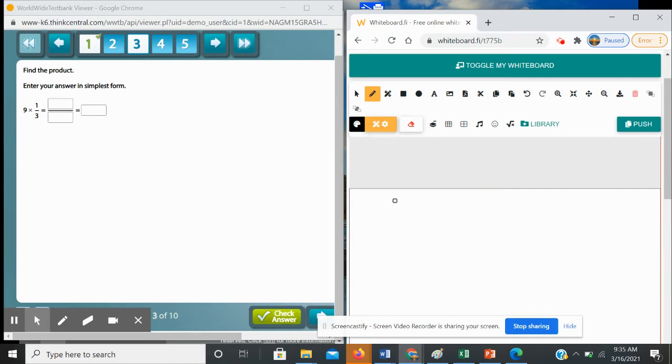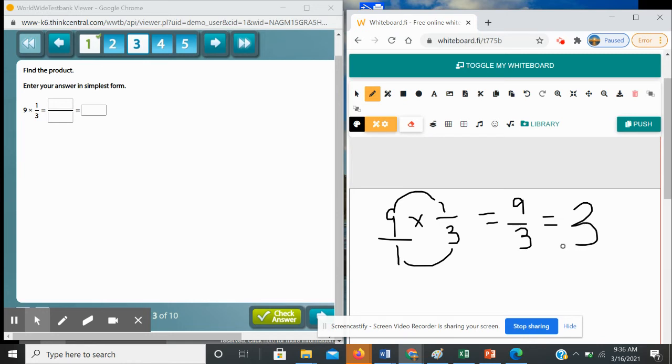So if I'm doing this one over here, I have 9 times 1/3. I'm going to take that 9 and put it over the whole number of 1. Now I'm going to multiply 9 times 1, which is 9. Then I'm going to multiply my denominators, 1 times 3, which is 3. Now this time, yes, this is an improper fraction, but 9 divided by 3 goes exactly 3 times. So 3 will be my answer.